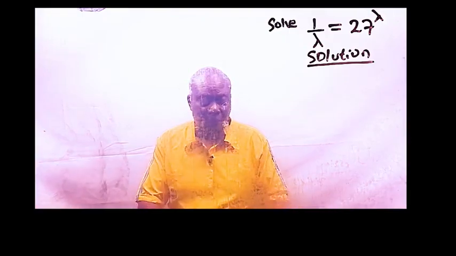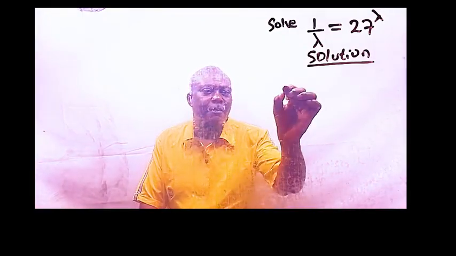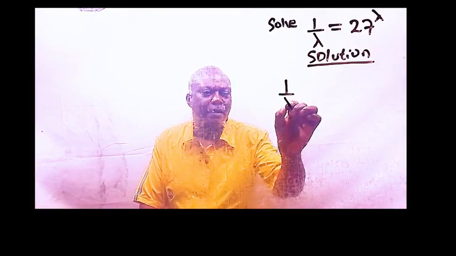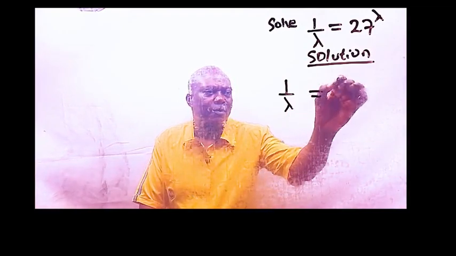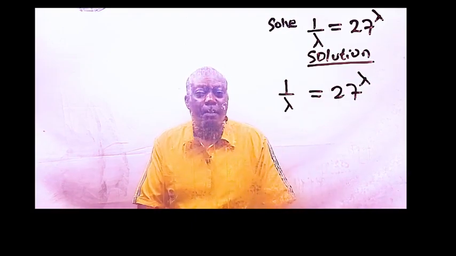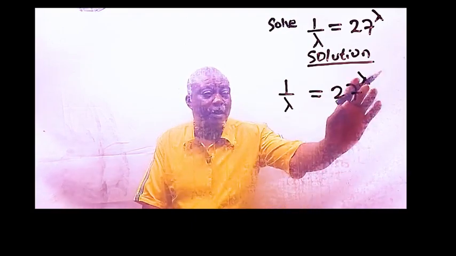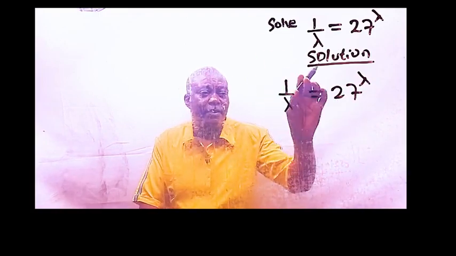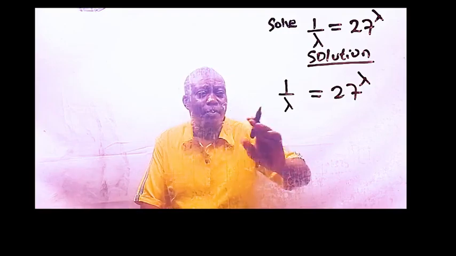Second equation we have here is (1 over lambda) to the power of 1 over lambda equals 27 to the power of lambda. The first thing you should do here is to bring out this lambda. You can do that by multiplying it by the reciprocal of lambda.